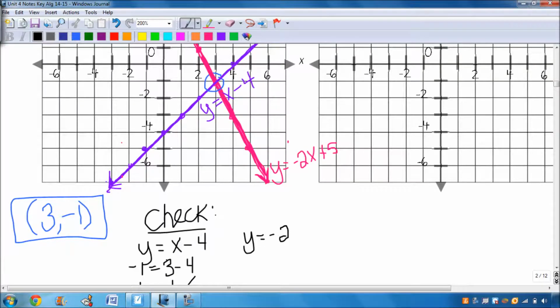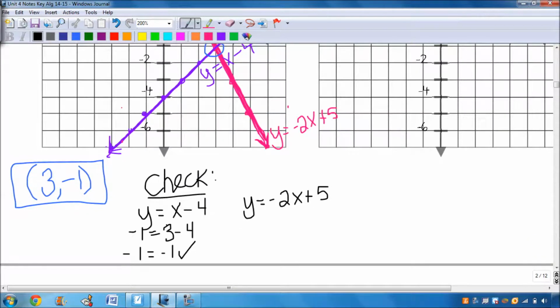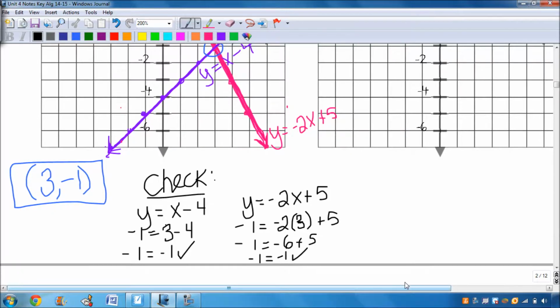So y equals negative 2x plus 5. Let's check it. Every time I see a y, I'm going to replace it with a negative 1. I'm going to replace the x with 3. So I get negative 1 equals negative 2 times 3 plus 5. I get negative 1 equals negative 6 plus 5, so I end up getting negative 1 equals negative 1. Check. I'm 100% sure that it's right. Okay?